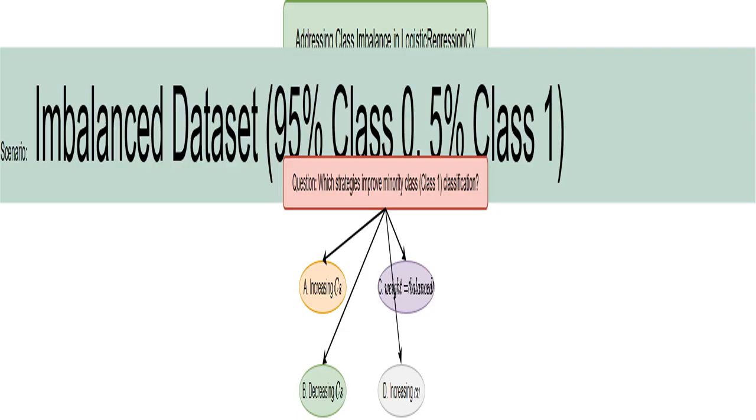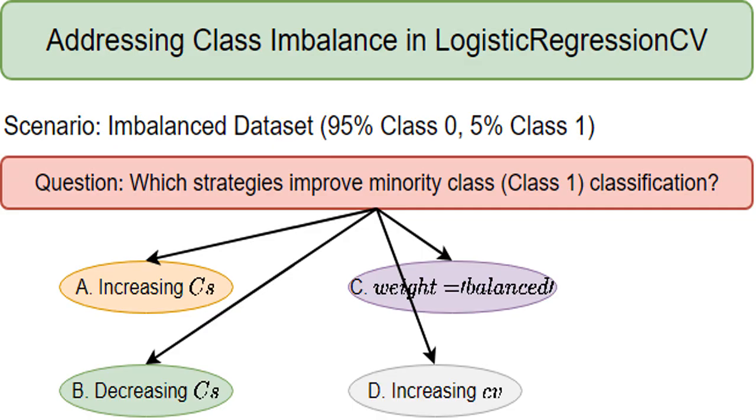Core of the problem. I'm looking at how to improve a model's performance on the smaller class in an imbalanced dataset. I'm working with a highly imbalanced dataset where class 0 makes up 95% of examples, and class 1 makes up only 5%. This imbalance affects model training and negatively impacts the model's ability to accurately classify the rare cases.